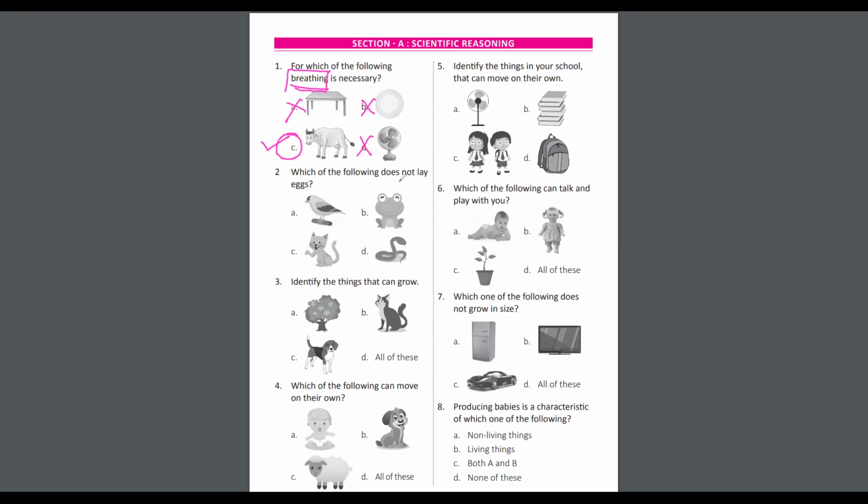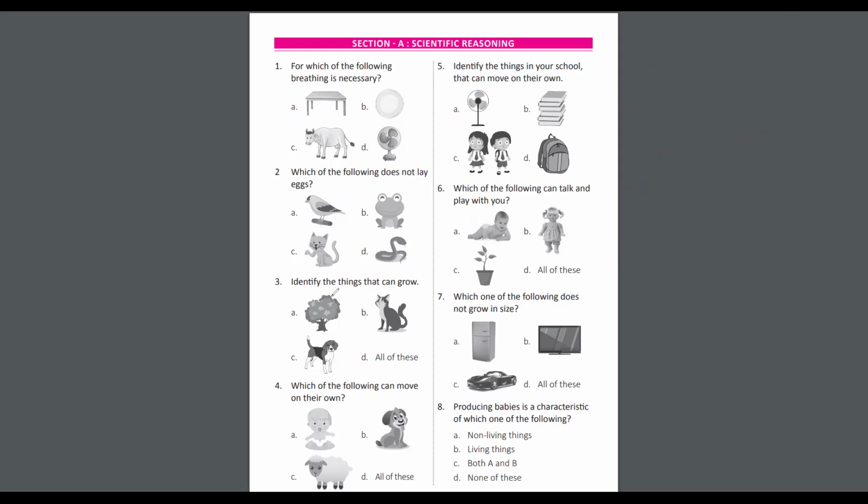So who lays eggs? Frog lays eggs, bird lays eggs, snake lays eggs, but cannot lay eggs only cat. And they are asking about who does not lay eggs. You know what? Those animals who lay eggs are known as oviparous animals. Oviparous animals. So you should know these names.